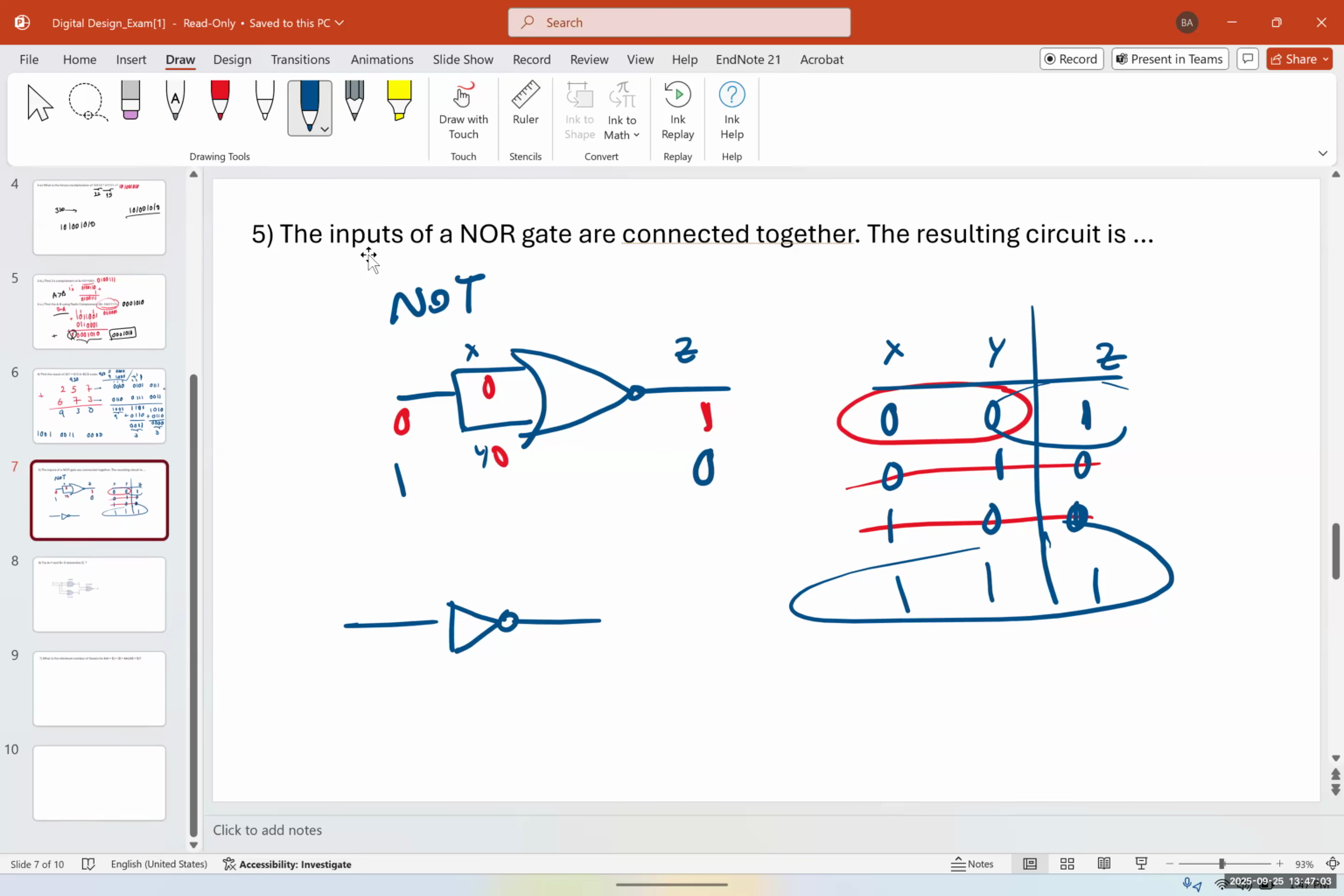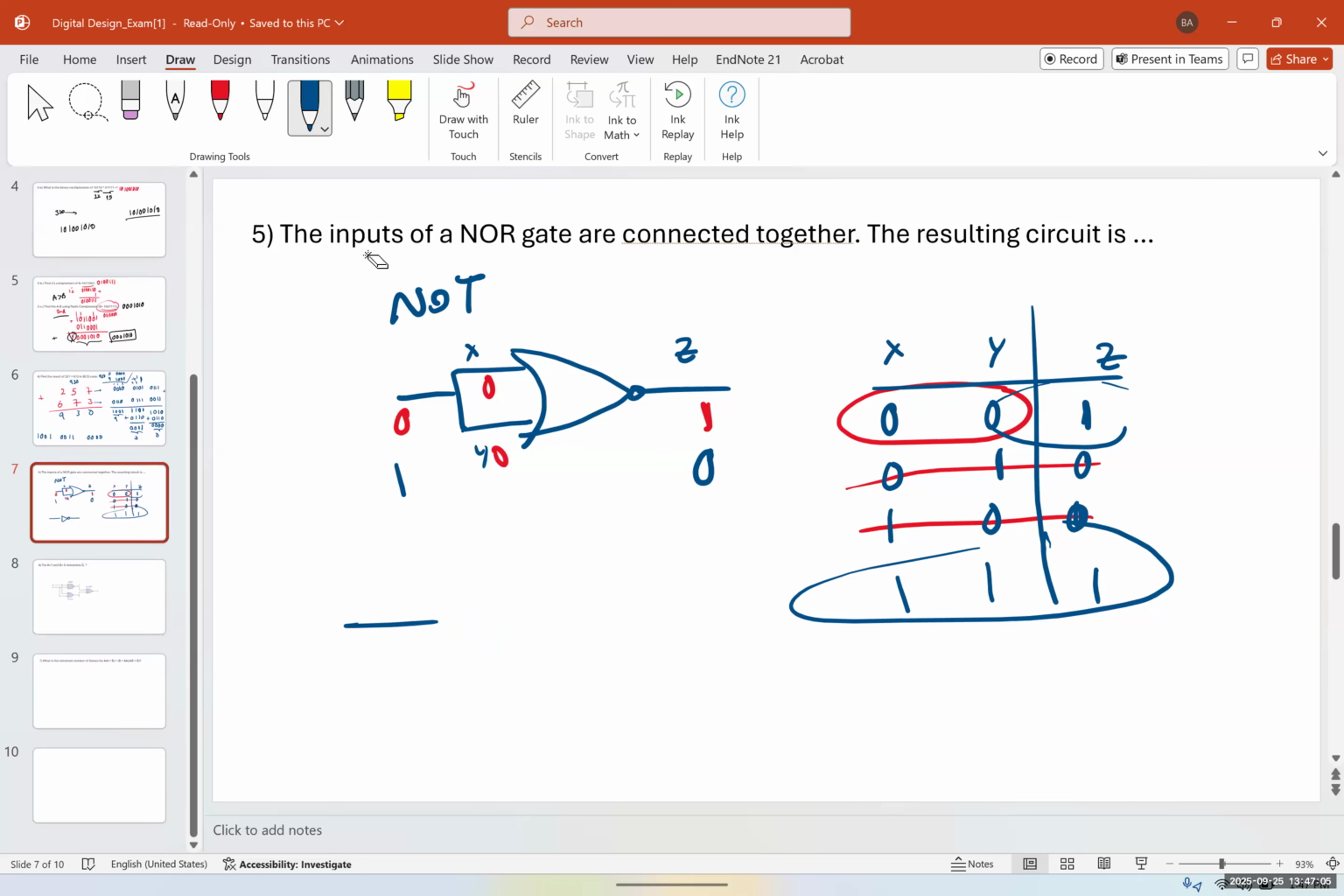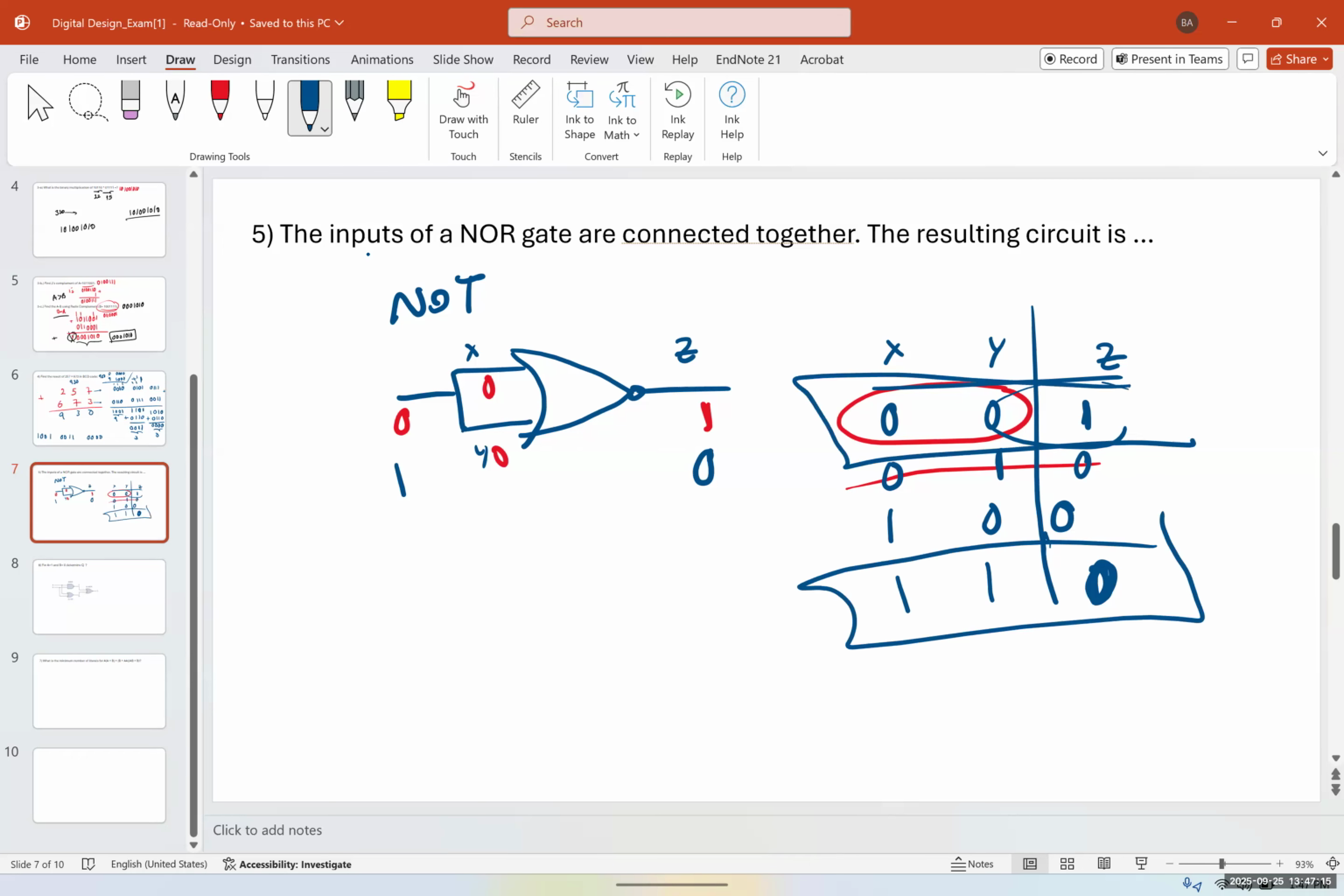That bottom Z would be 0. Sorry, yeah. Yeah, thank you. 1 NOR with 1 is going to give us 0 again. And 0 gives us.